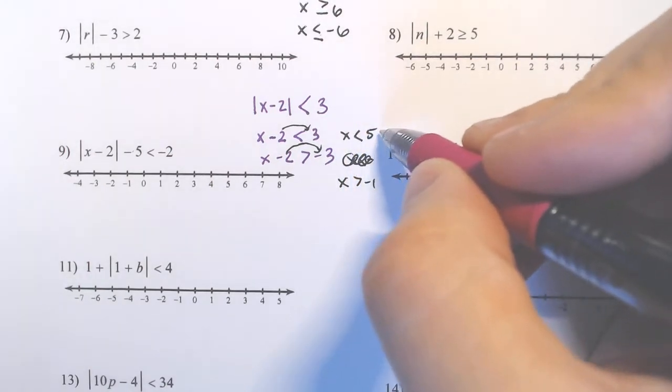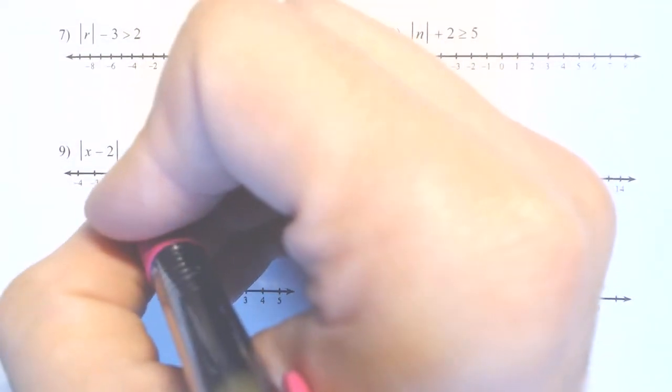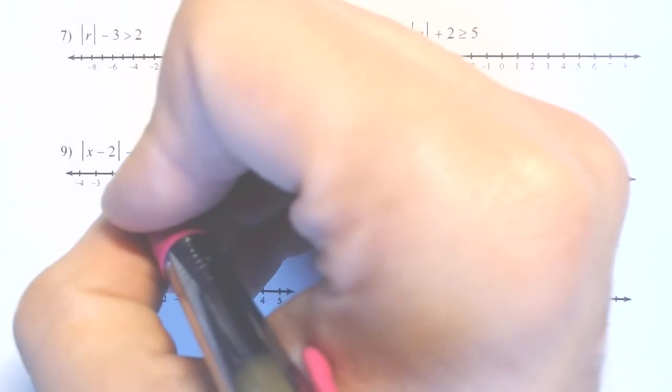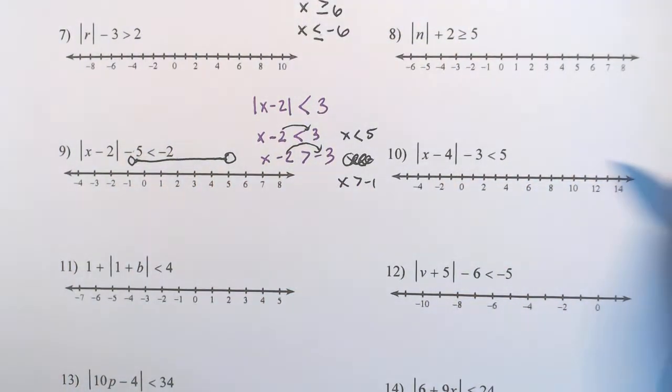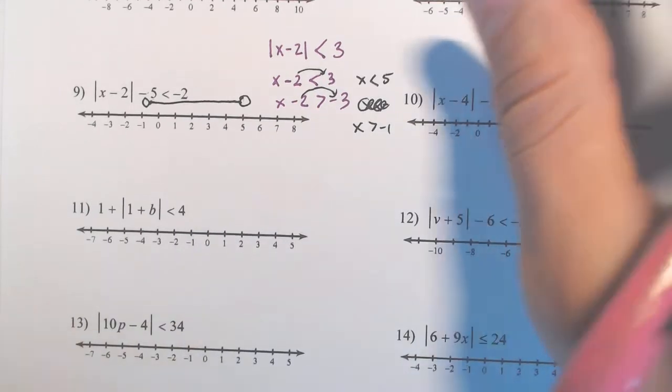So x is less than 5, x is greater than -1. Here's my 5, hollow circle. Here's my -1, hollow circle. It looks like these are going towards each other, which is a thing when you have a less than problem, that they tend to go towards each other. And when there's a greater than one, it tends to go away from each other. But that's not always the case.